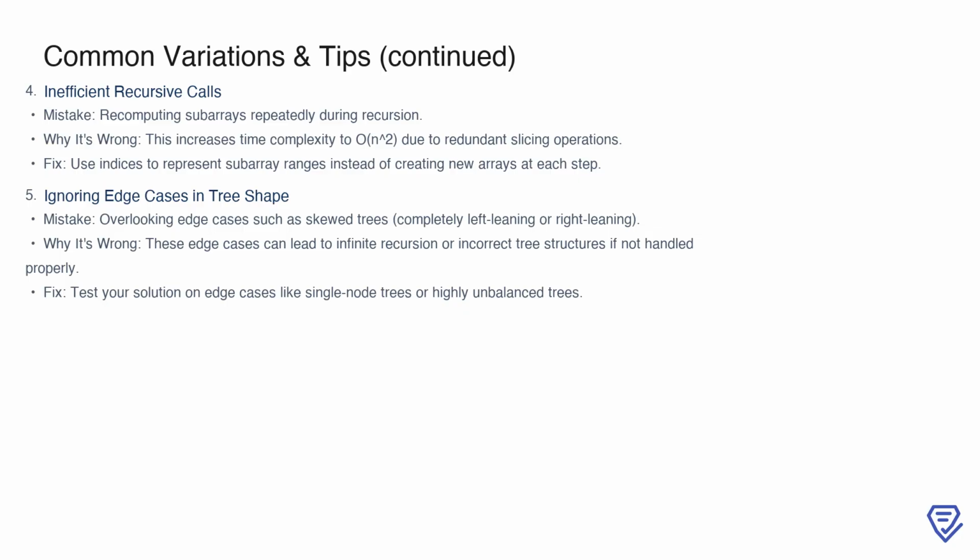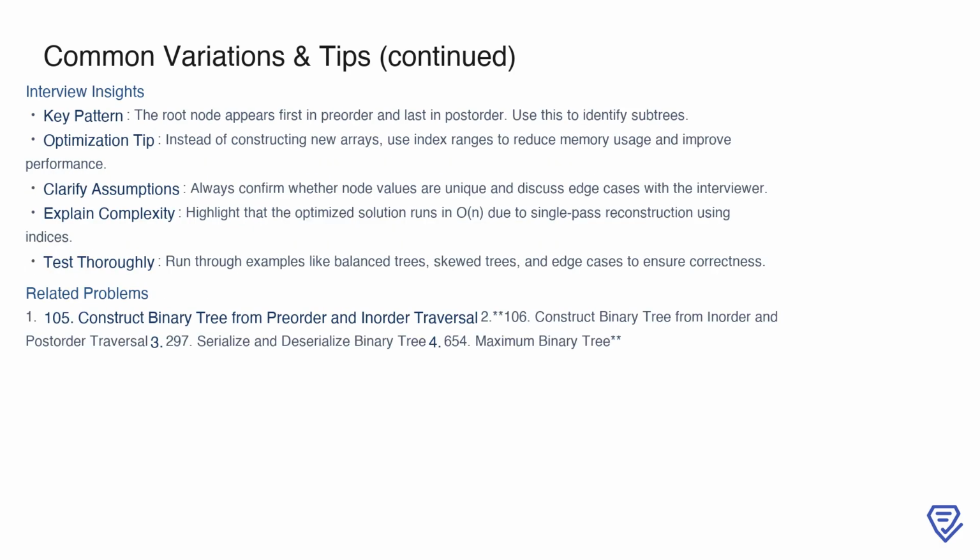Another mistake is ignoring edge cases related to tree shapes. For instance, highly skewed trees, whether completely left-leaning or right-leaning, are special cases that can lead to infinite recursion or incorrect tree structures if overlooked. Make sure to test your solution on edge cases such as single-node trees or highly unbalanced trees to ensure your implementation is robust. To excel in interviews, there are a few key insights to keep in mind.